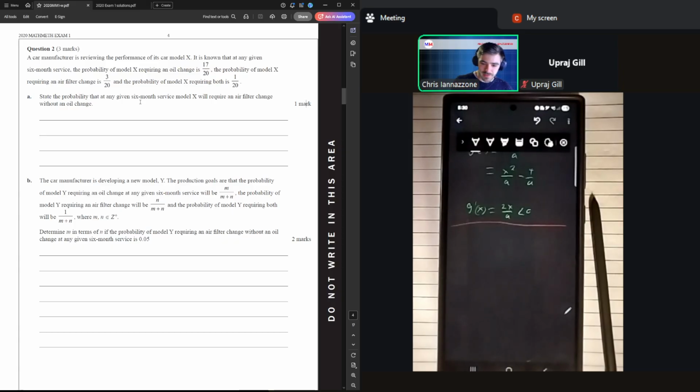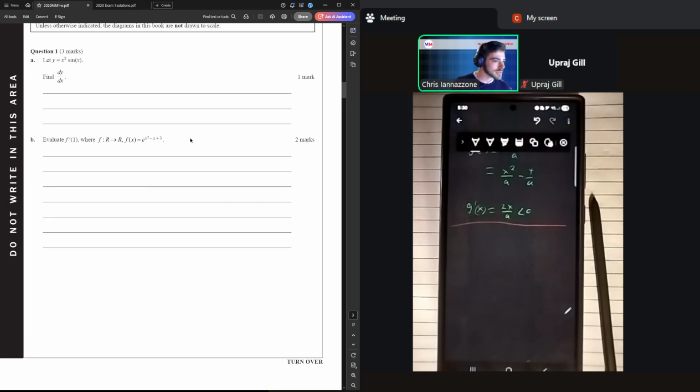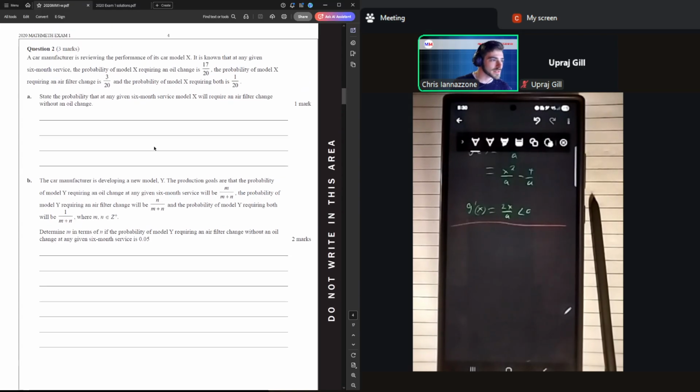Anyway, you got both of those. We're going to skip the first questions because they are always the same. Product rule and then chain rule and sub in an x value. It's always some sort of diff thing. So we shall begin with question 2.